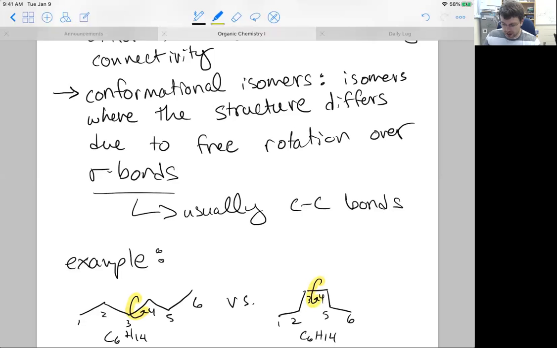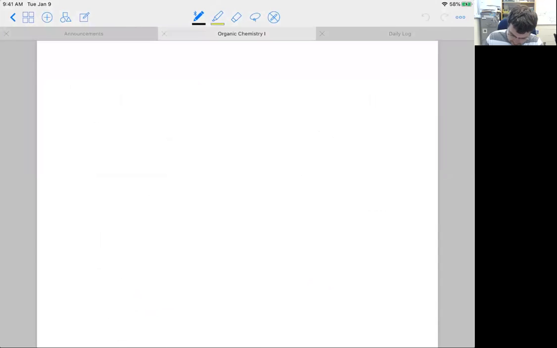Conformational isomers each have the same name. Both of these molecules are indeed the parent structure hexane. So we can't distinguish constitutional isomers by IUPAC naming, which is something that was useful for distinguishing constitutional isomers versus things that just have rolled around, or as we're seeing now, undergone free rotation in space. So conformational isomers, let's capture that again.